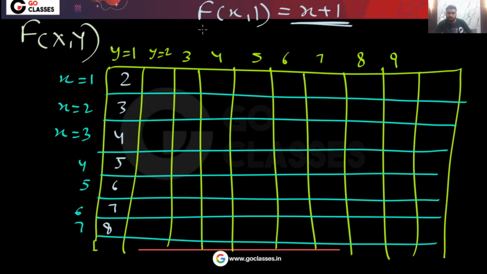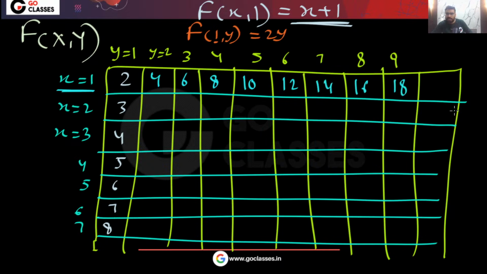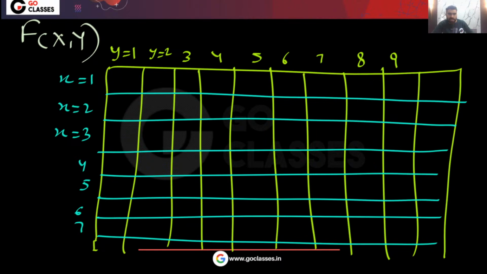Similarly, what is f(1, y)? That is equal to 2y. So here when x is 1, the answer will be 2y. So that will be like 4, 6, 8, 10, 12, 14, 16, 18, and so on. Agree with me? Like this you can do. These entries are very easy to fill. So you can see this row was 2, 3, 4, 5, 6, 7, 8, and these entries are basically 4, 6, 8, 10, 12, 14, 16, 18. Like this you can fill the entries.